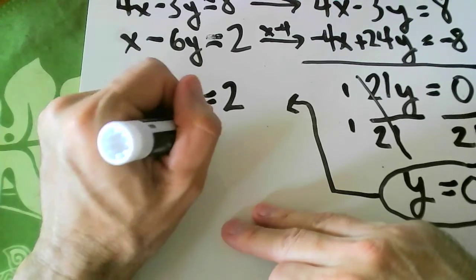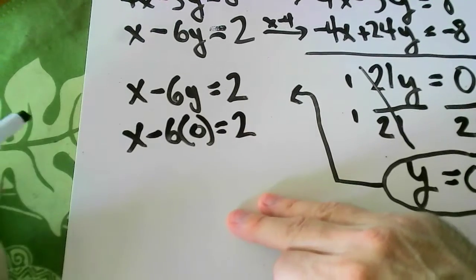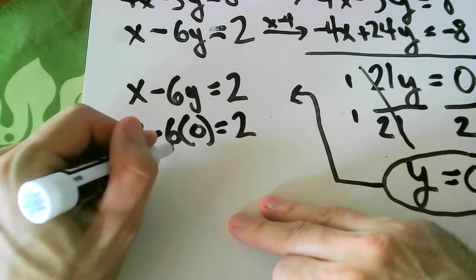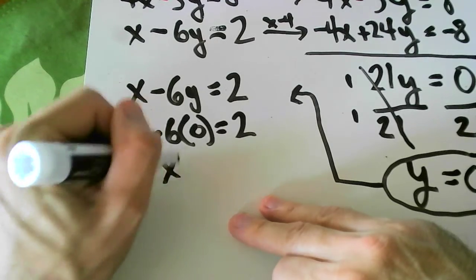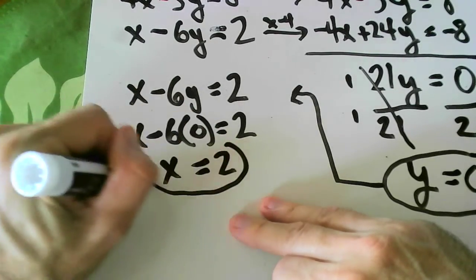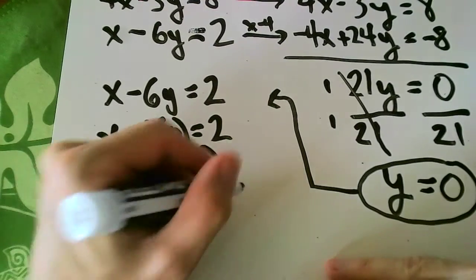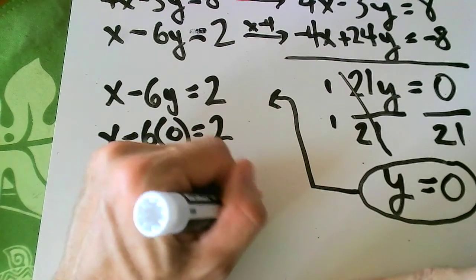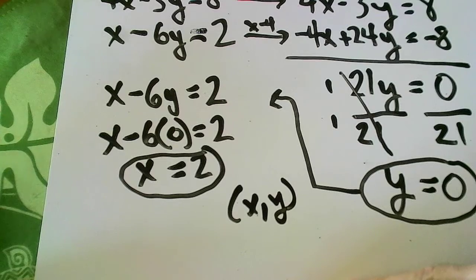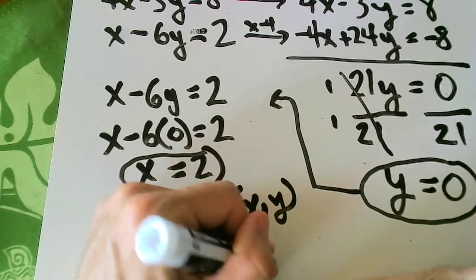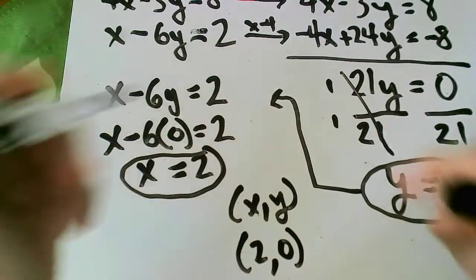Remember, use parentheses. It'll help keep you from making mistakes. 6 minus 0 is 0. So this just becomes x equals 2. Oh my gosh, I'm done. That wasn't too bad. So my answer is 2, 0. Remember, it's got to be in x, y ordered pair format. So it's 2, 0. That is my answer to this equation.